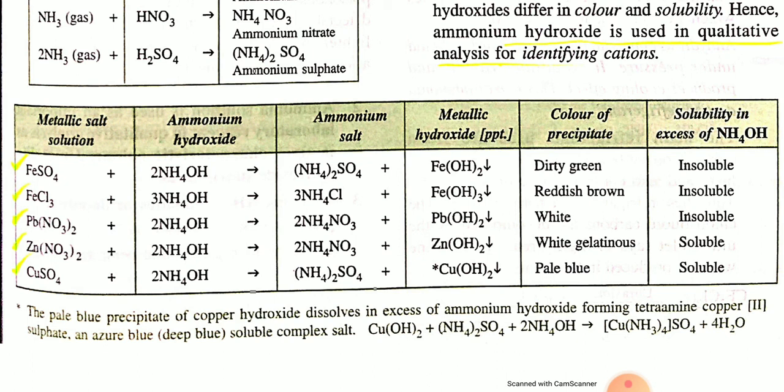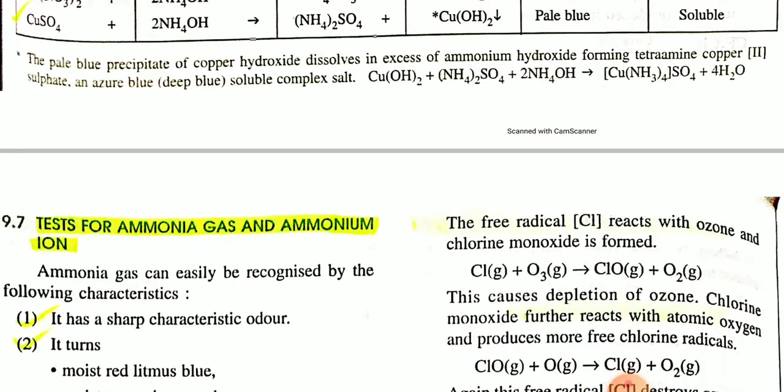Similarly, when zinc nitrate, Zn(NO3)2, reacts with ammonium hydroxide, NH4OH, the products are ammonium nitrate, NH4NO3, plus zinc hydroxide, Zn(OH)2, and the precipitate Zn(OH)2 is gelatinous white, which is soluble in excess ammonium hydroxide. Similarly, when copper sulfate reacts with ammonium hydroxide, the products are ammonium sulfate, (NH4)2SO4, and copper hydroxide precipitate, which is pale blue in color and soluble in excess ammonium hydroxide.